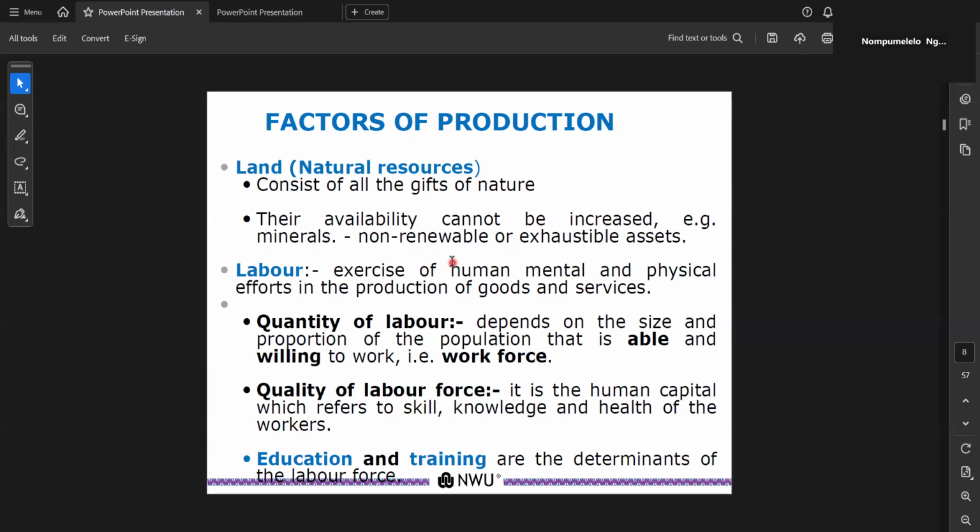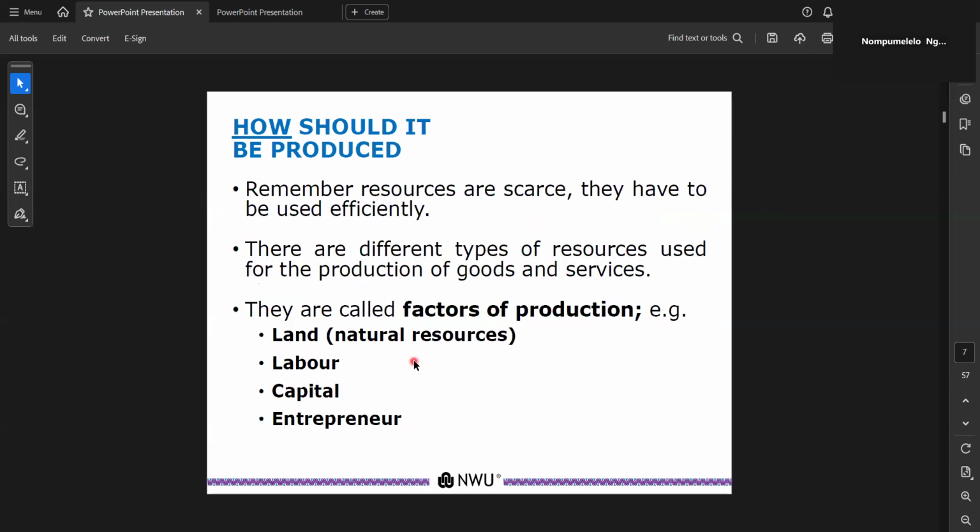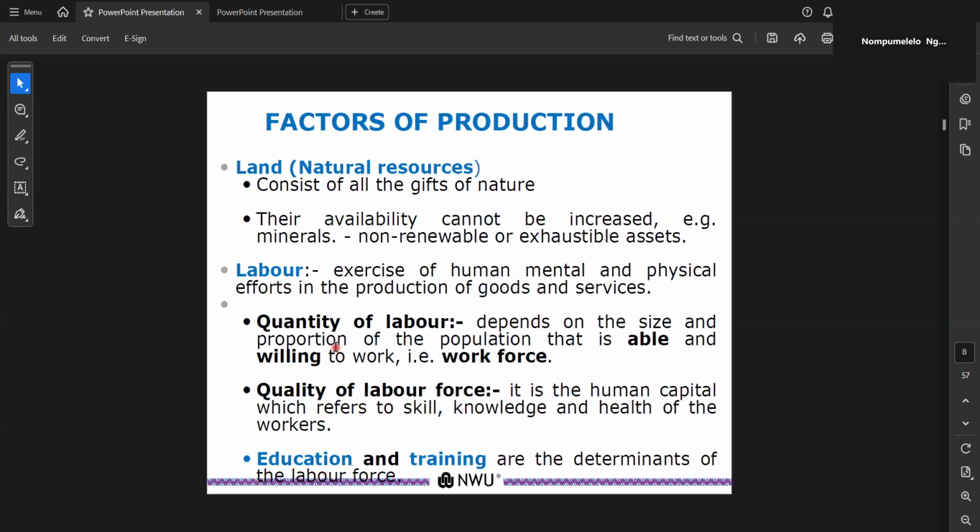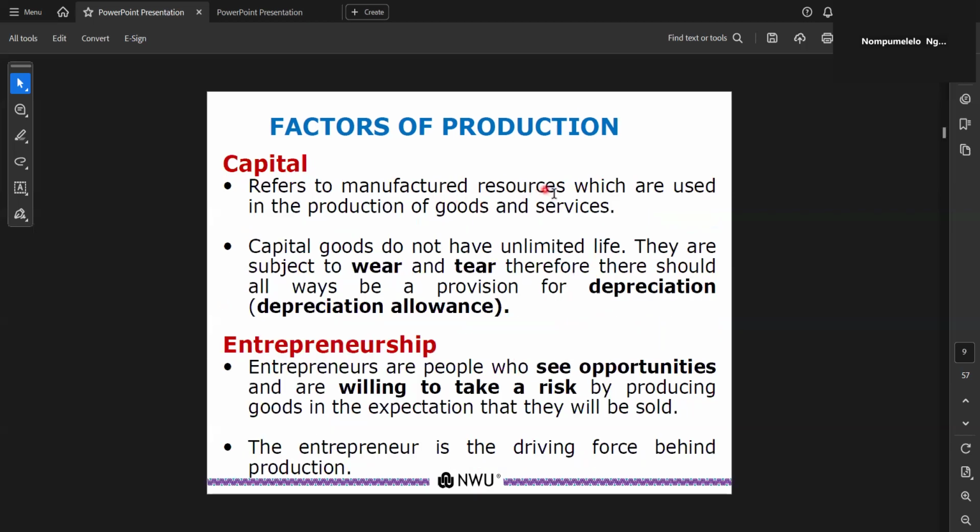And then land is also another factor of production, and land is just a natural resource. It consists of all the gifts of nature. That's just land. And then also capital. Capital is just referring to the equipment which is used in the production process. It refers to the manufacturing resources which are used in the production process. So it's the equipment which is used in the production process.